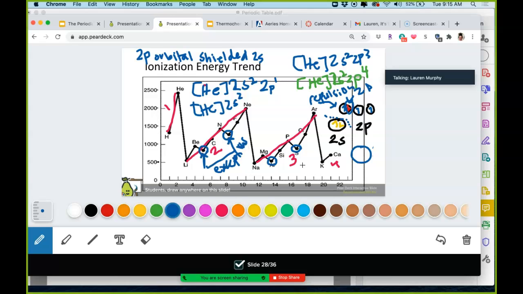Okay, now the same pattern happens for aluminum and sulfur because aluminum is in the same family as boron and sulfur is in the same family as oxygen. So it's for the same exact reason, but now we're dealing with the 3s and the 3p. Okay, so yes, as we go left to right in general, ionization energy increases because the atoms become smaller, but there are a few little exceptions. And so we just went over the exception of boron and the exception of oxygen.